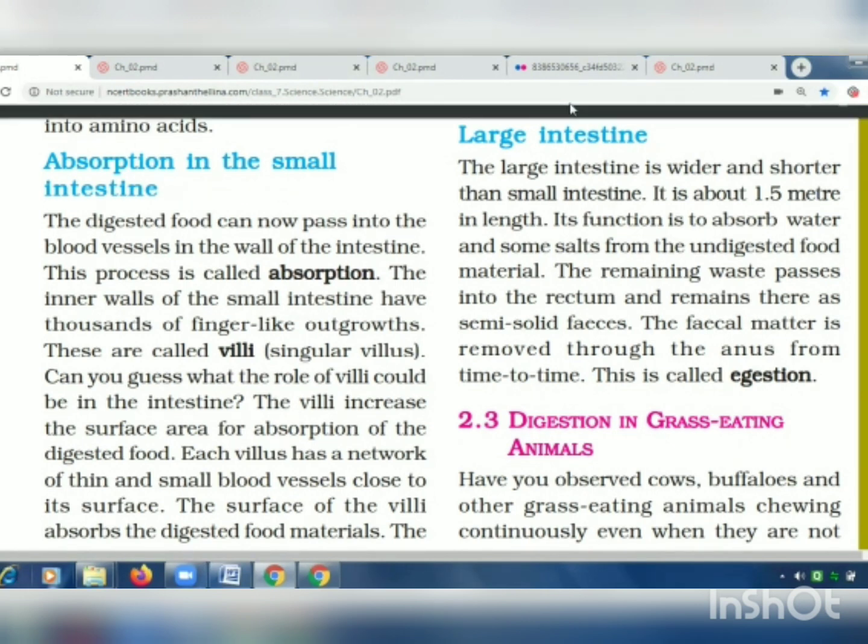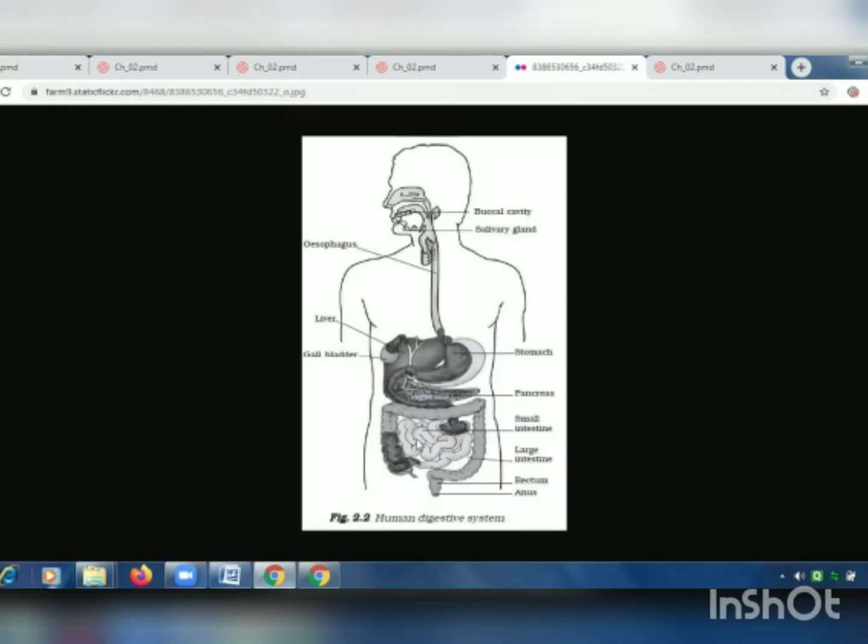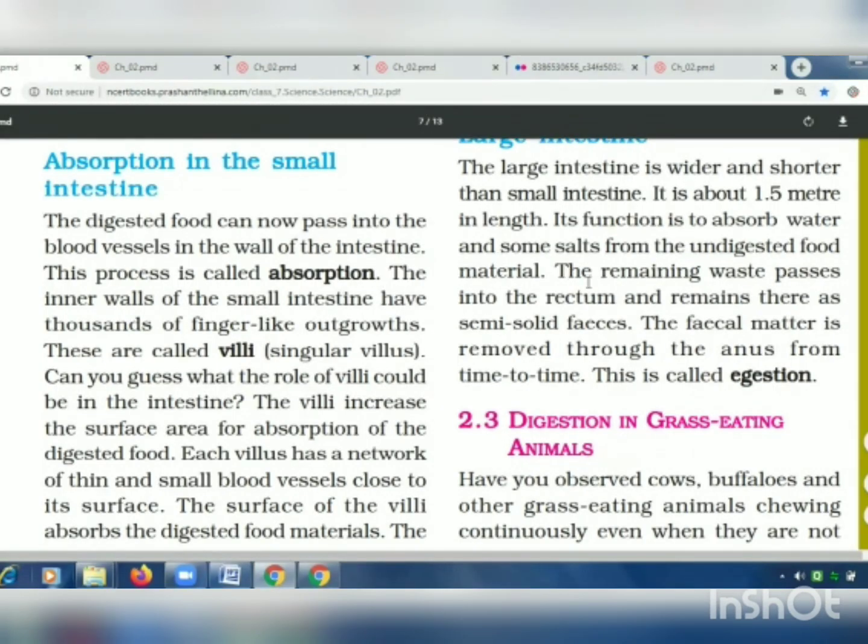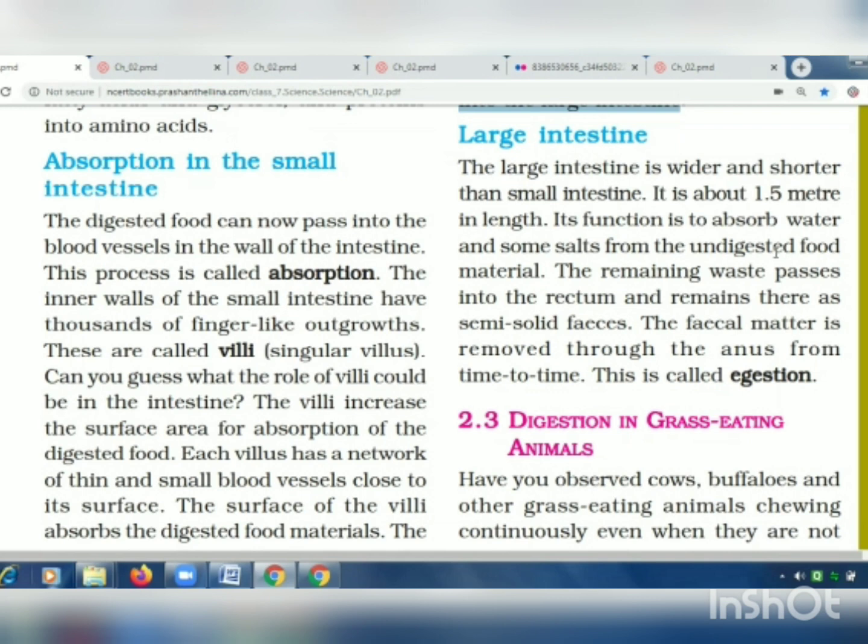See, I'll show you how. The width of the small intestine is different, and the width of the large intestine is different. So the large intestine is wider than the small intestine. Now its function. What is the function of the large intestine? To absorb water and salt from the undigested food. It absorbs the water and the salt present in the undigested food.